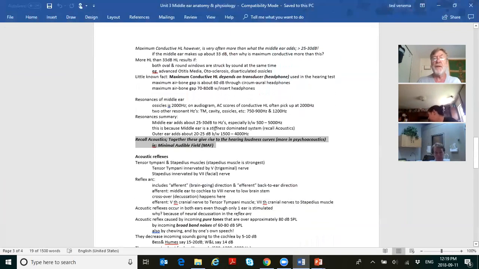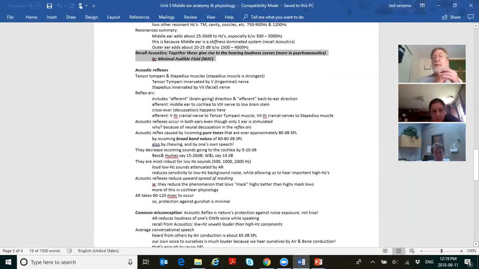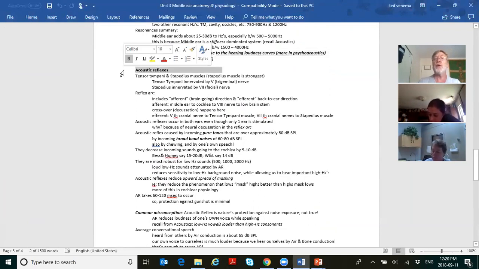Very good. I'm glad we've got extra time in the anatomy course. We will work on more of the middle ear next week. Next week we're going to be more into what is called the acoustic reflexes. We're going to talk about the action of the tensor tympani muscle and the stapedius muscle. And those two muscles working together are called a reflex.